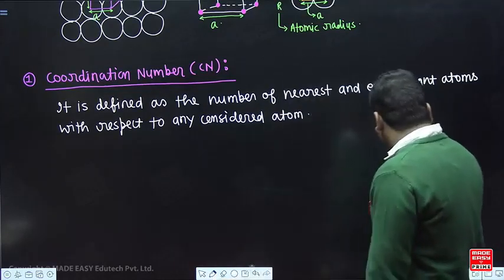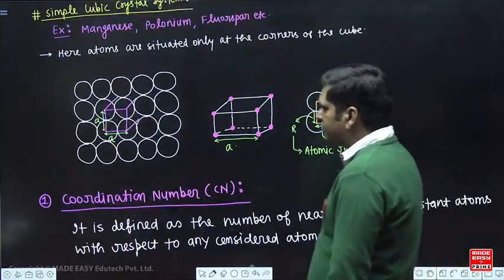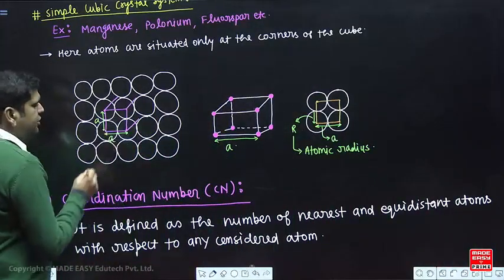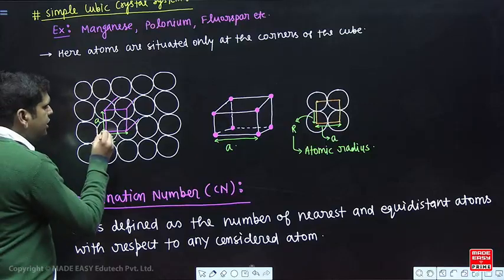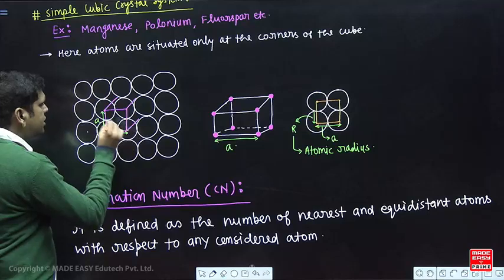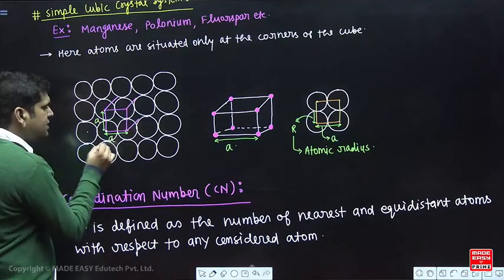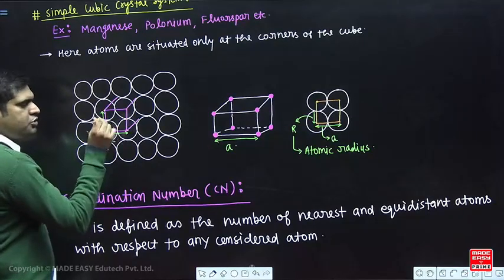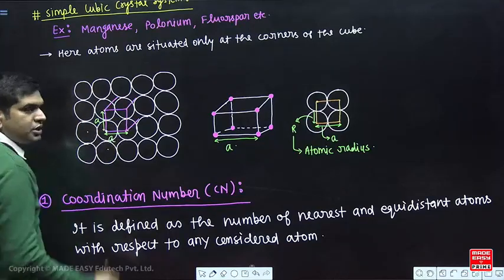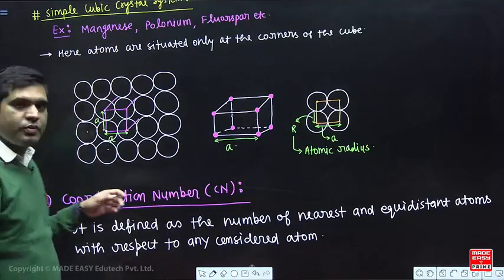So any atom, if you take it as the reference atom, the considered atom, let us suppose I am taking this atom. So what are the nearest members? One this, this, this and this. These four in the same plane. One would be out of the plane, this side, and one back side to the plane. So total there would be 6 atoms.